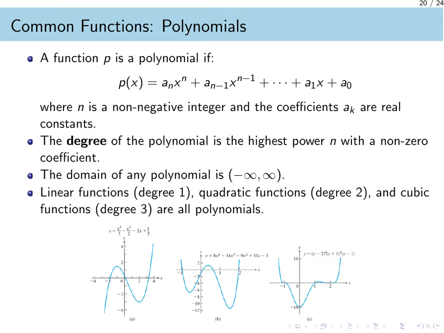A polynomial is simply a function built by adding terms together, where each term consists of a constant number, which we call a coefficient, multiplied by a variable raised to a non-negative whole number power. The highest power of the variable that has a non-zero coefficient is called the degree of the polynomial, and this number tells us a lot about the function's behavior.